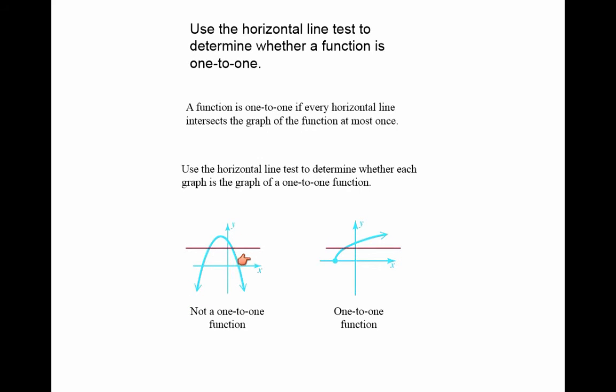The graph to the left is not one-to-one because if I draw a horizontal line, it would intercept this graph in more than one point. So that violates the one-to-one function. However, the graph to the right is a one-to-one function because it passes the horizontal line test. If I draw a horizontal line, it would intercept this graph at only one point at all times.